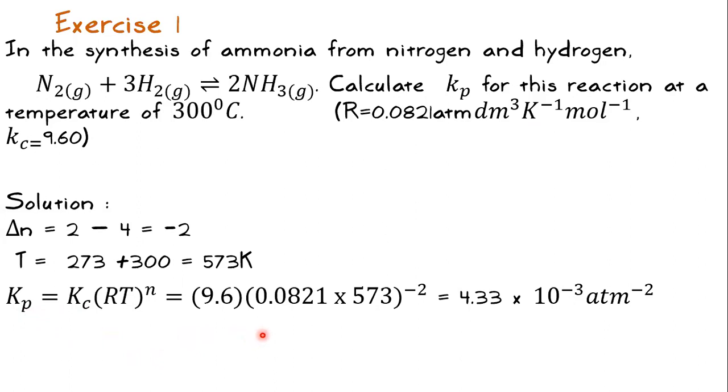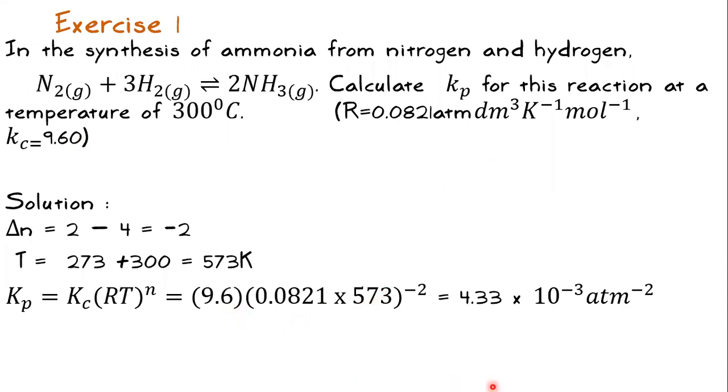So we have this. I should have plugged in the units for you to see, but in the next question I'll show you how you get the units. Here, if you just punch in these values, you get 4.33 times 10 to the minus 3 atmosphere to the minus 2. So what happened was, we have 9.6, which should have had a unit, and then we have this one, the units are here. So when we plug it in, it will cancel out somewhere.